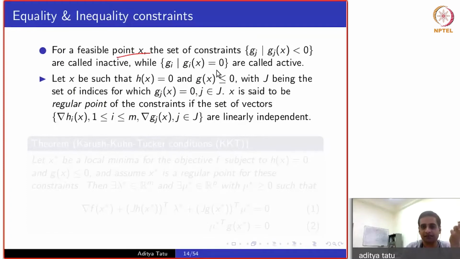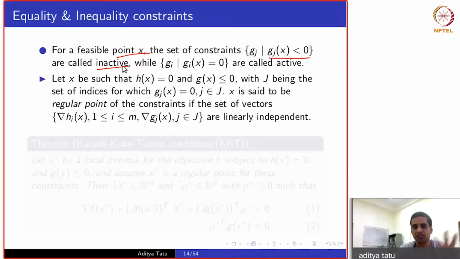There might be some inequality constraints which evaluate to a strictly negative value at that point. Right? So these constraints are going to be called inactive constraints. Inactive in the sense that if you move around that point in any direction, there is a small enough step size that you can still take and still not violate these constraints.